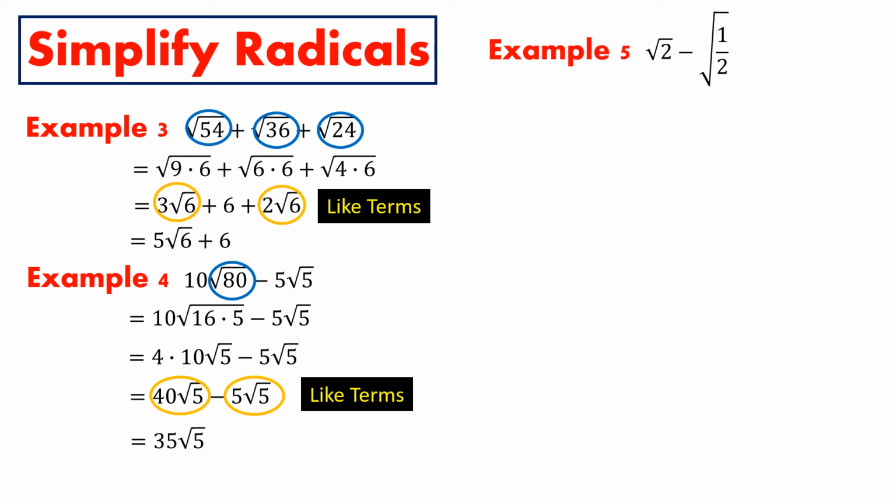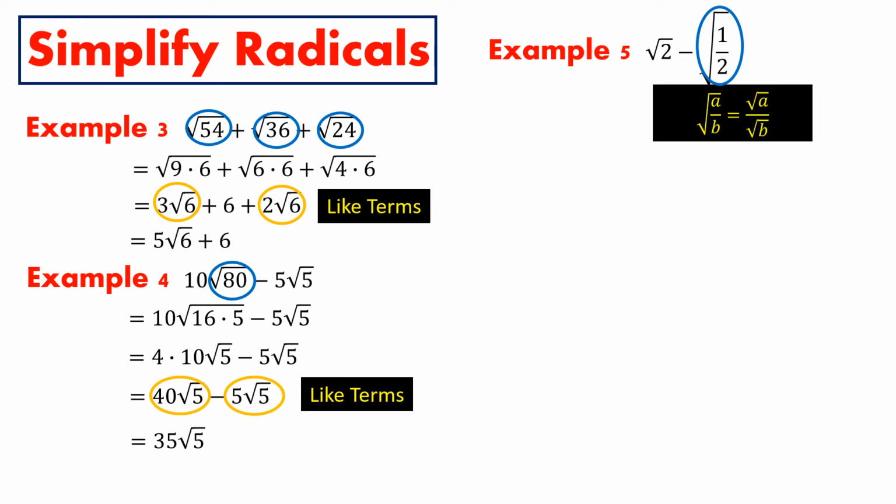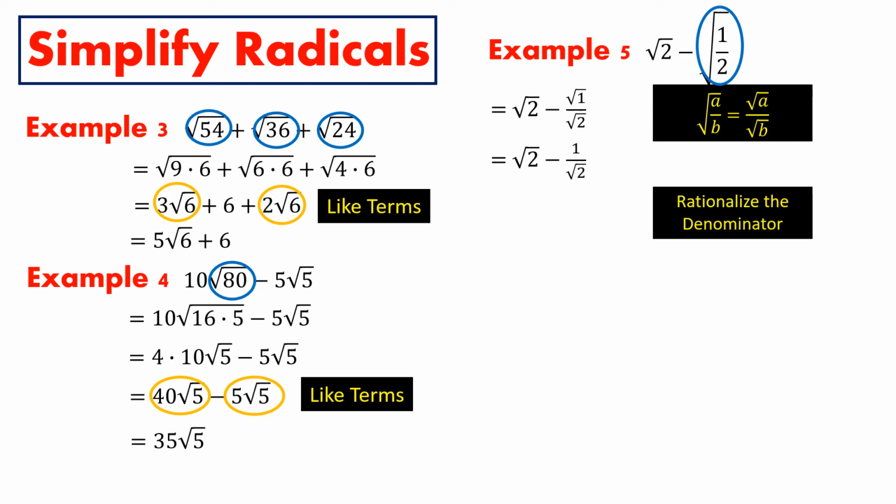Example 5 is a little bit tricky. Square root of 1/2 is not in simplest form. We use this property to rewrite the original expression as follows. Simplifying, we get this expression. We rationalize the denominator to end up with this particular expression.